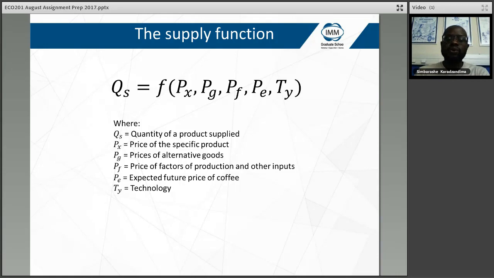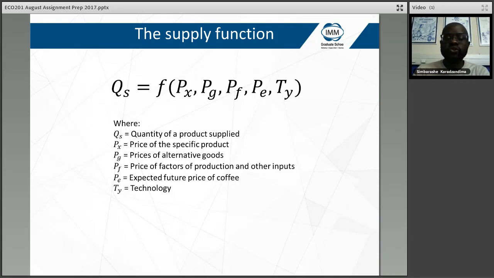When you look at alternative products, we are talking about products that are produced together. For example, sugar and molasses. If the price of sugar increases, it means that the supply of molasses is also going to increase, because that is a joint product. The more sugar we produce, the more molasses we are also going to extract from that production process. Then you also look at the prices of the factors of production, PF. As the price of the factors of production increases, it means that it is going to be very costly for the producer to continue producing.